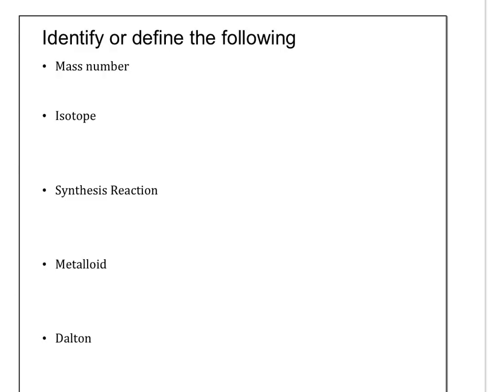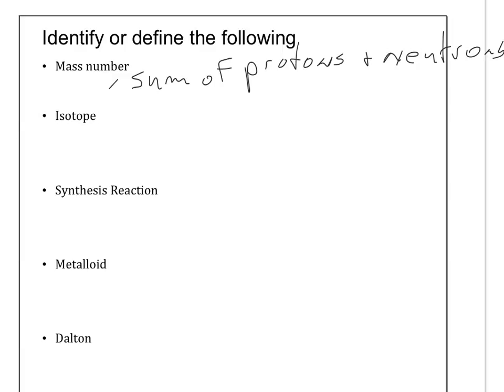Alright, so mass number is the sum of protons and neutrons. An isotope is different forms of the same element that differ by the mass number.